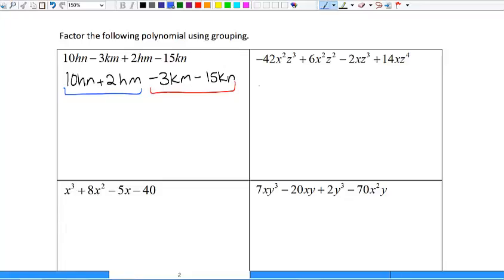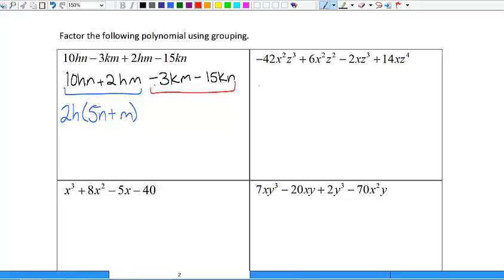So in the blue group in the front, 10HN and 2HM, what is a GCF on the blue group? Well, it looks like 2 is common and H is common. So when I factor out 2H, I'm getting 5N plus 1M. At this point I can go back and erase my 1 because I don't really need it, but I like to have it there until I know that I have a variable after it.